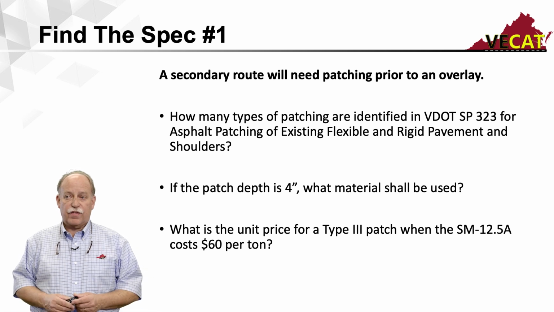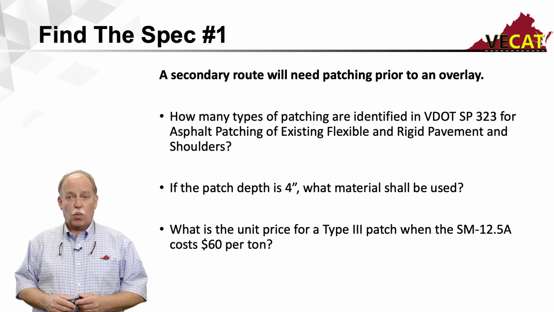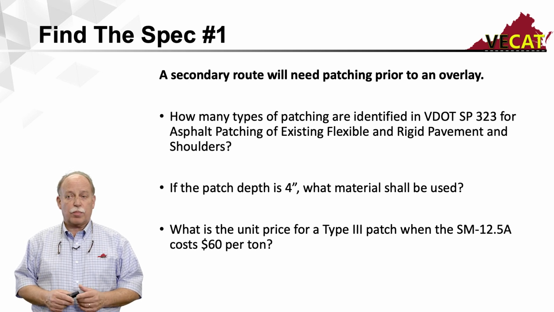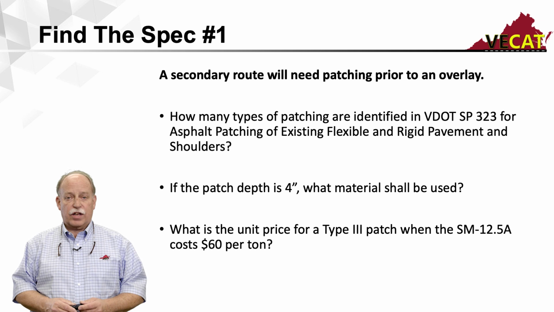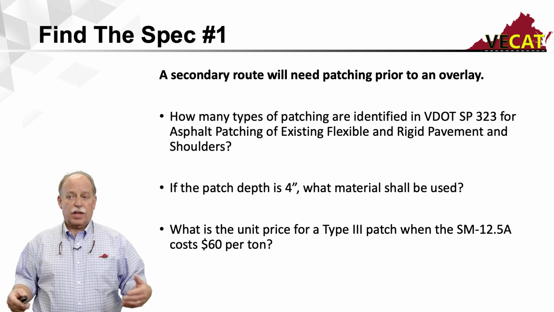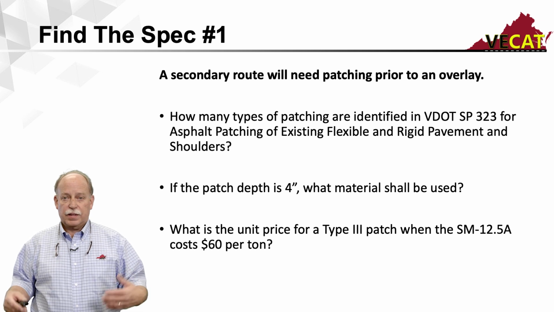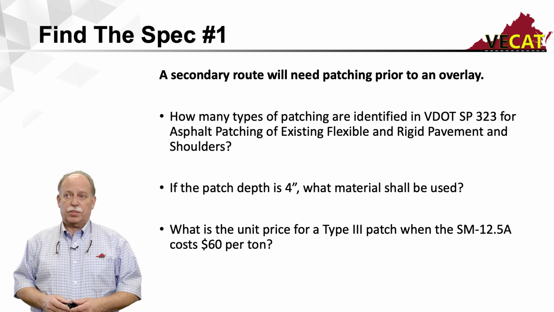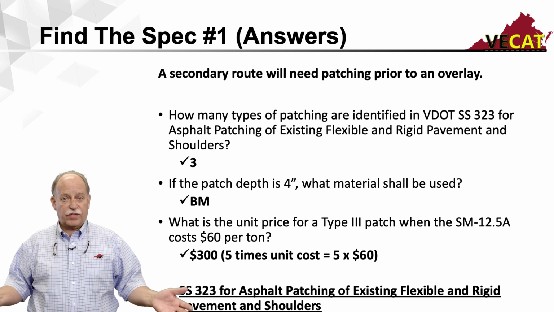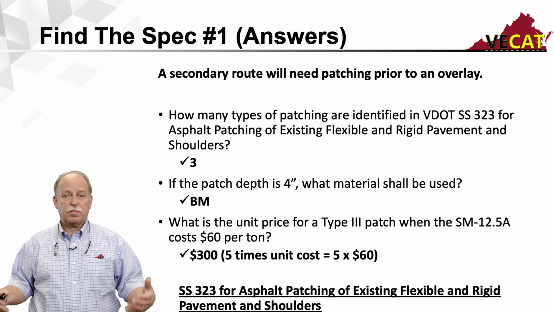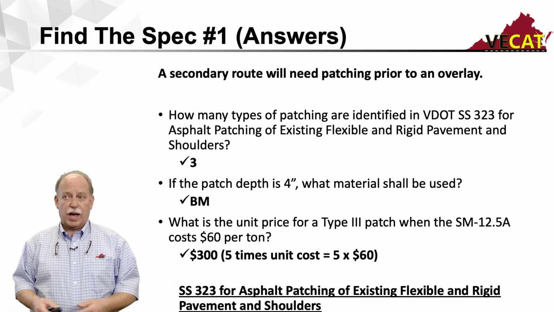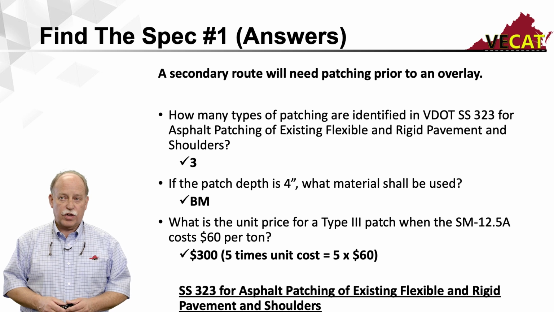The second was, if that patch depth is 4 inches, what material shall be used? And then the last question, what is the unit price for a type 3 patch when the SM12.5A is used at $60 per ton? So let's walk through the answers to each one of those. How many types of patching are available or identified in the special provision? There's 3 of them: a type 1, type 2, and a type 3. So there's 3 different types of patching identified in that special provision.